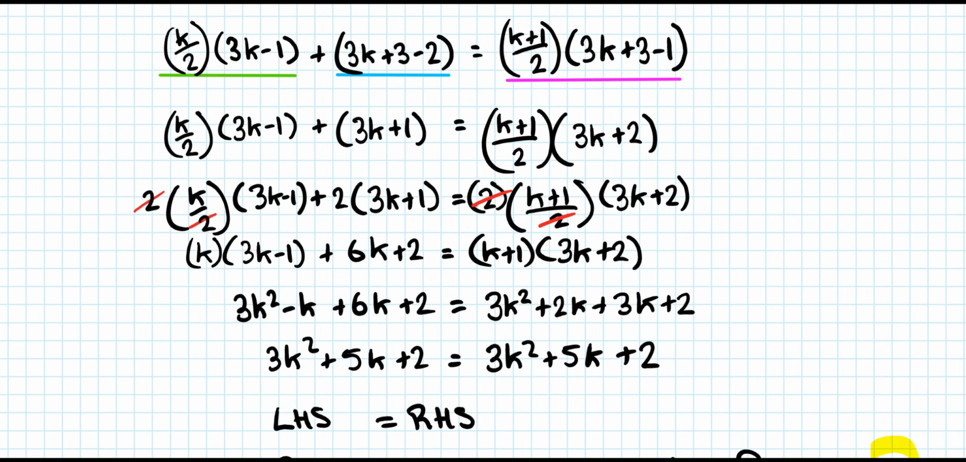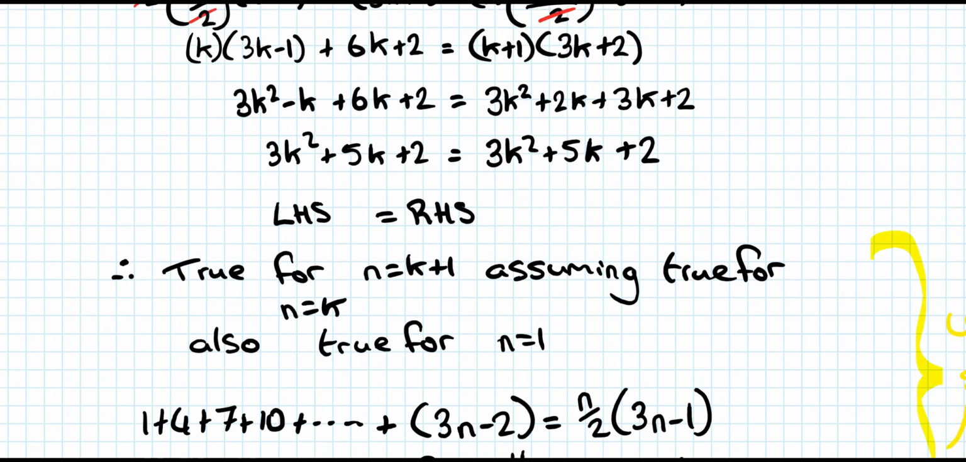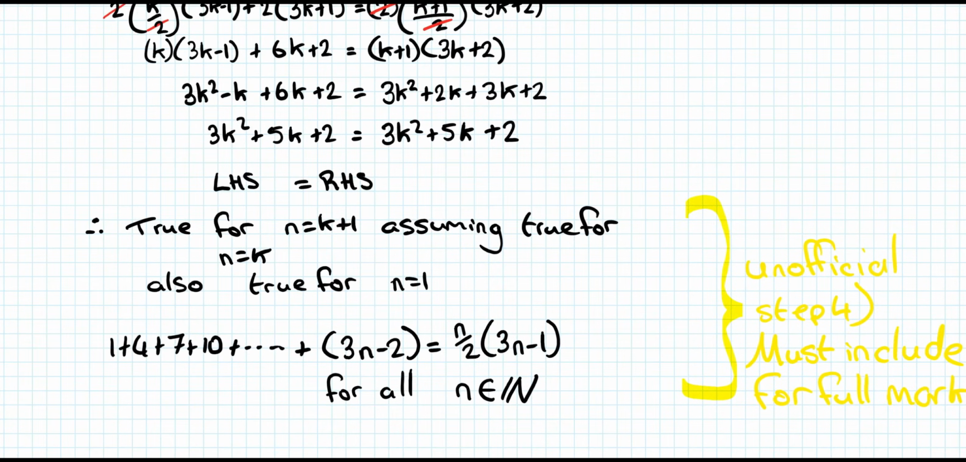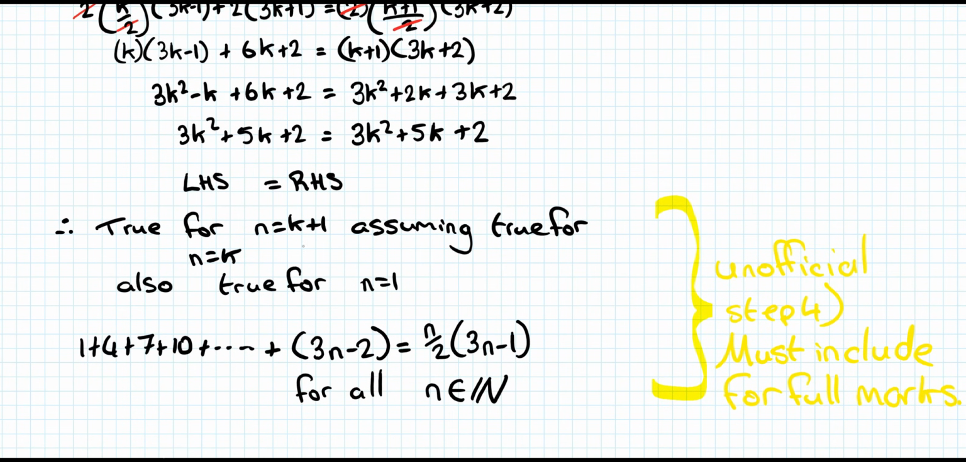So hopefully you won't forget then that after the first 3 steps, so step 1, prove true for smallest allowable n, step 2, assume true for n is equal to k, step 3, prove true for n is equal to k plus 1, there's a sort of unofficial 4th step, which is to write down your finishing statement. That's what I call it anyway. So it's true for n is equal to k plus 1, assuming true for n is equal to k, also true for n is equal to 1, which was step 1. So this is step 3, step 2, step 1. And then just write out the statement again that we began with. And it's true for all n, elements of the natural numbers. As simple as that.